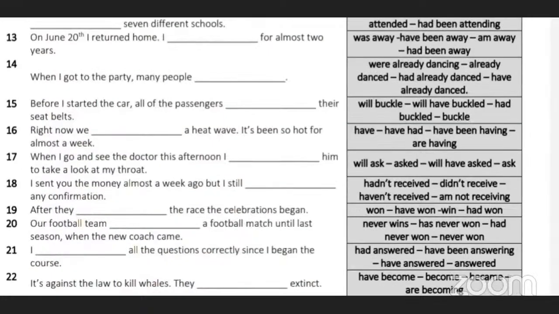Okay, everyone, give it a try. Before I started the car, all of the passengers had buckled their seatbelts. Had buckled is the correct answer.